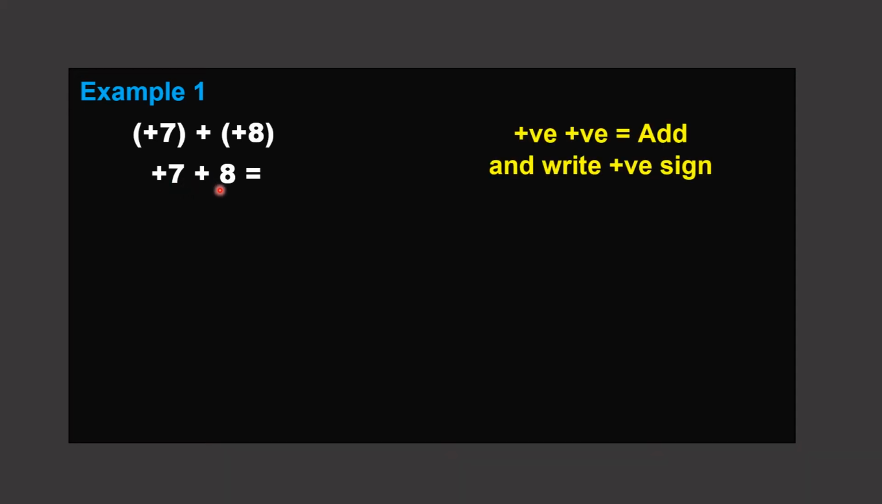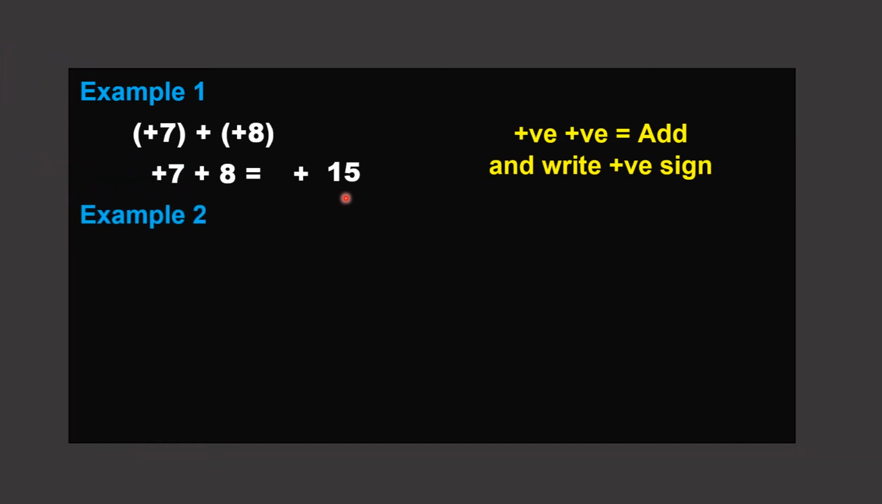Example 1. Plus 7 plus 8. So this is addition of two positive integers. In addition, what you will do is write the first number in the question as it is, plus 7, and write the second number also as it is, plus 8. So plus 7 and plus 8 are two positive integers, right? So you will be adding and writing the positive sign. Add 7 and 8, you will get 15. Then write the positive sign. So plus 7 and plus 8 will give you plus 15.